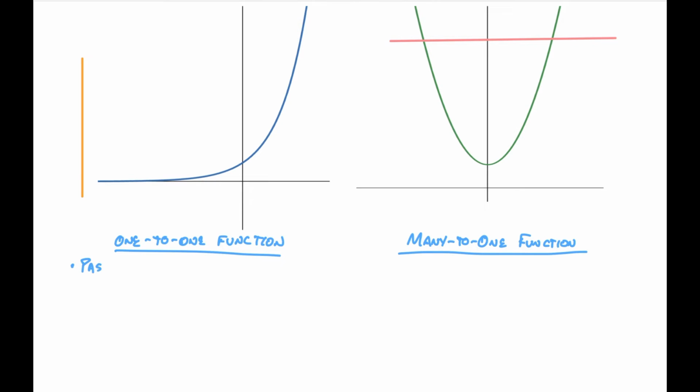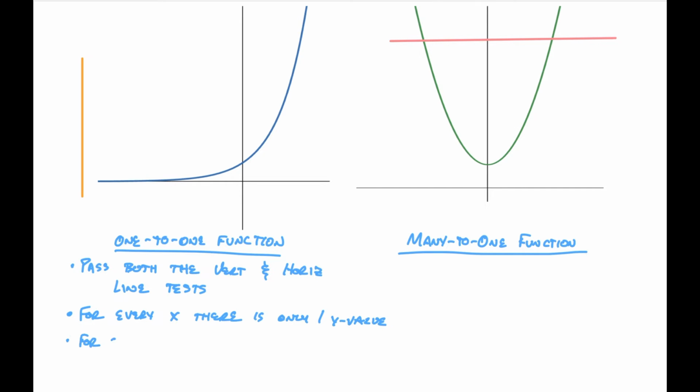A one-to-one function is going to pass both the vertical and horizontal line tests. And we also know for one-to-one functions, for every x, there is only one y. And for every y value, there is only one x value.